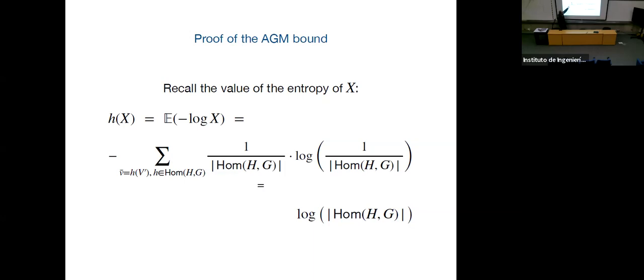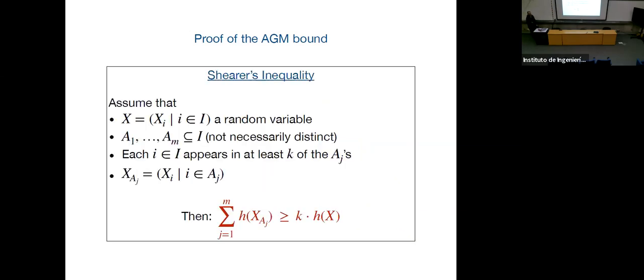The number of tables in which you have this is precisely this, and then you have this minus outside, so the log is inverted. That will be the entropy of this random variable, right? It will be log of the size of the thing that we want to estimate. And here comes Shearer's inequality.